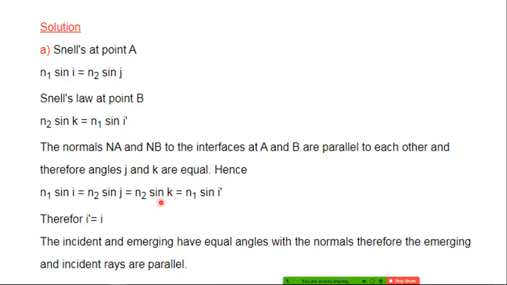Hence we finally get that I is equal to I prime, and here the incident angle is equal to the emerging angle. Both angles are the same, and the rays are parallel to each other.